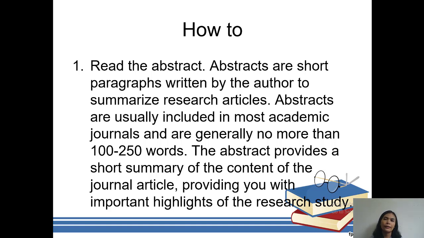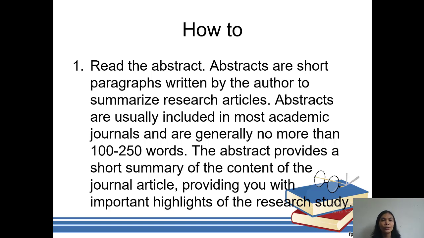Abstracts are short paragraphs written by the author to summarize research articles. It's normally no more than 100 to 250 words. Mostly, I would say, publishers require the authors to write a maximum of 250 words for an abstract. It is a short summary of the content of a journal article. So the first thing for you, if you want to do the writing of a journal article, you need to first read the abstract, because the abstract is pretty much like a summary of the journal article.